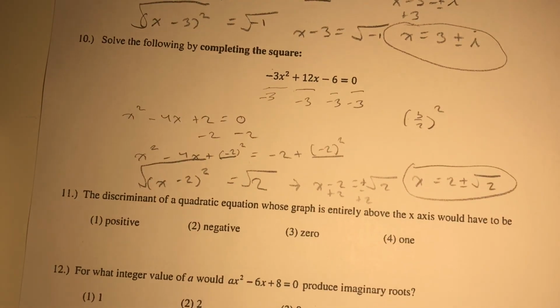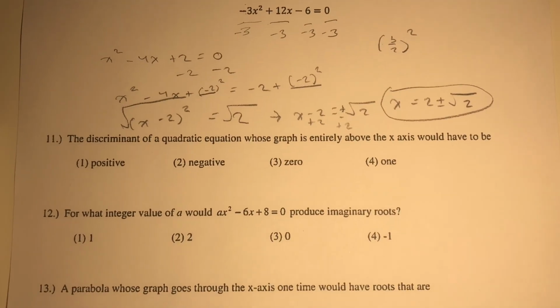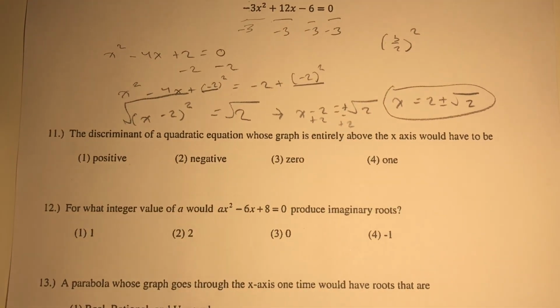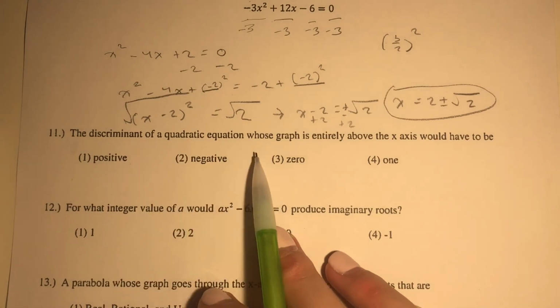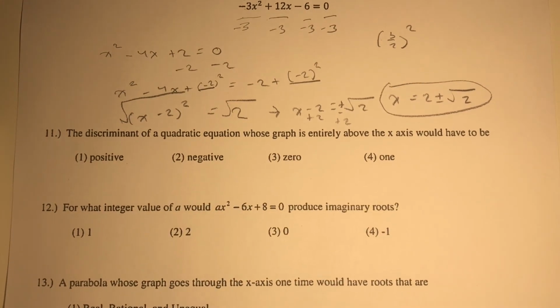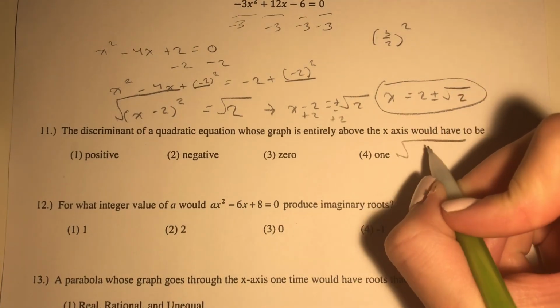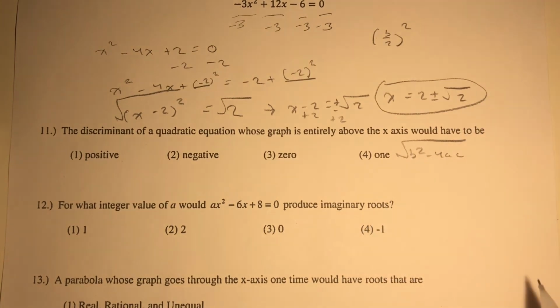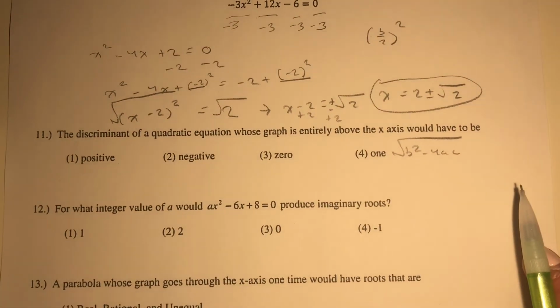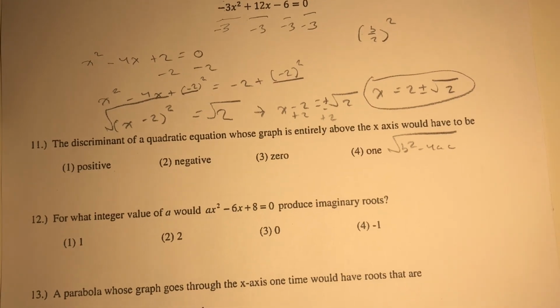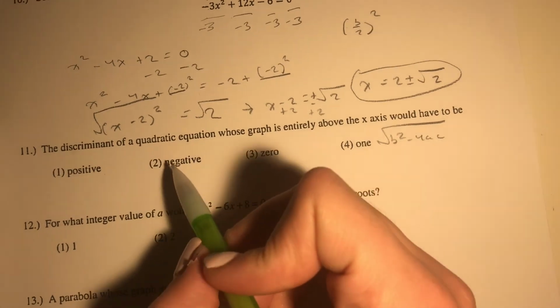There you go. So for number 11, here's our question. The discriminant of a quadratic equation whose graph is entirely above the x-axis would have to be, so again, what is the discriminant? Our discriminant is going to be b squared minus 4ac. I do remember that our teacher said that if the discriminant is negative, resulting in an imaginary number, it is going to be above the x-axis. And since this is saying entirely above the x-axis, it would have to be negative.